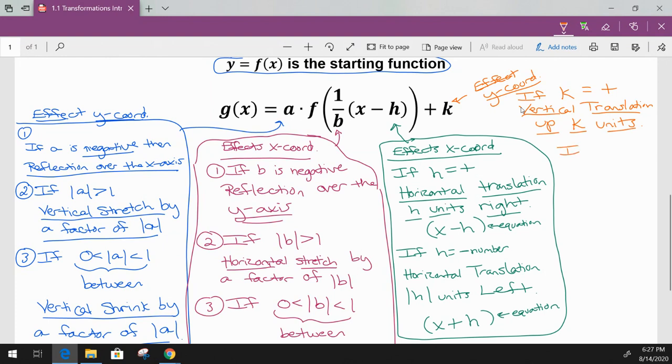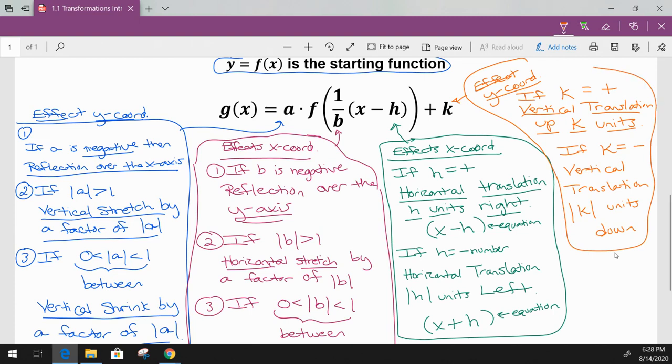If, however, k is a negative number, then it's going to be a vertical translation. Absolute value of k now, because we don't want to say negative 3 units. We want to say 3 units. So units are not left, down. So it's going to be a translation, absolute value of k units down.